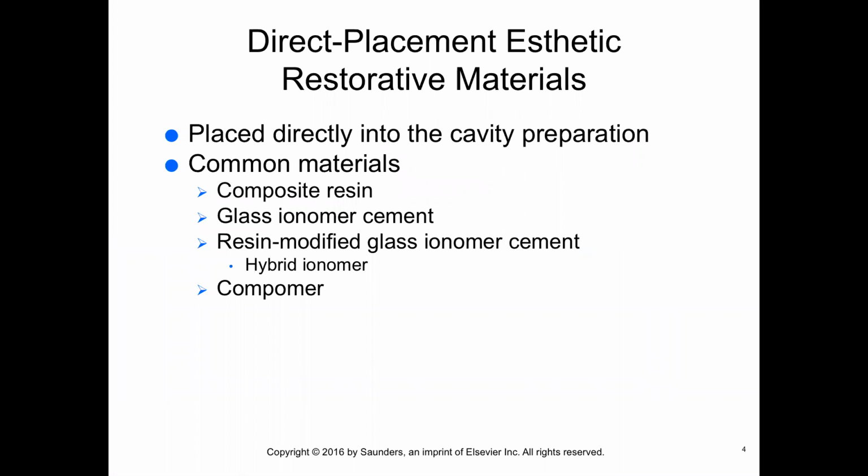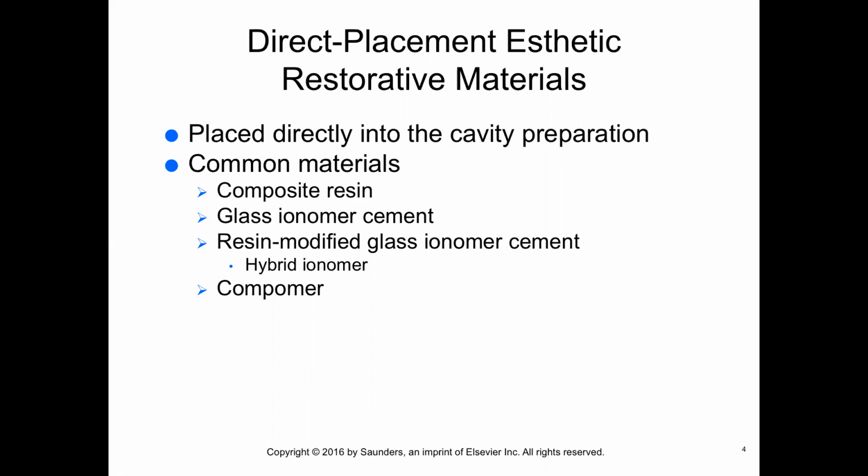Do you guys know the difference between a direct and indirect placement material? An indirect placement material is constructed outside of the mouth, usually in a dental lab, and then cemented in place. Direct placement materials are those that can be placed directly into the cavity preparation or onto the tooth surface by the clinician without first being constructed outside of the mouth.